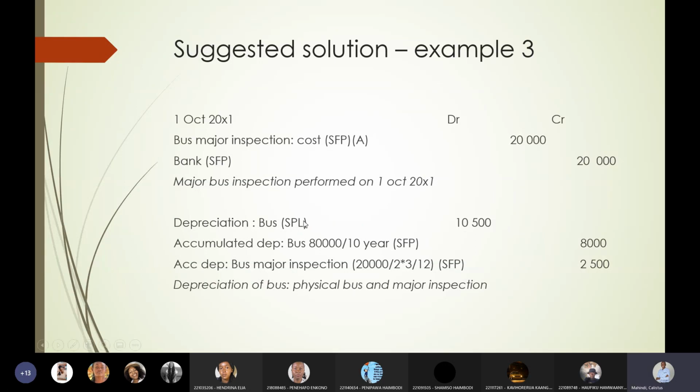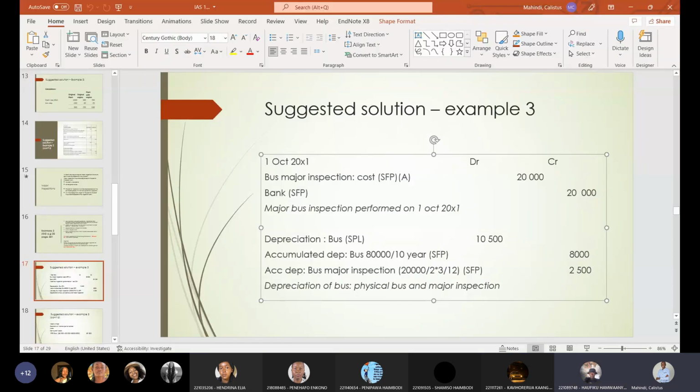Accumulated depreciation on the bus and accumulated depreciation on the major inspection, those are negative assets which are reflected in the statement of financial position. Okay.